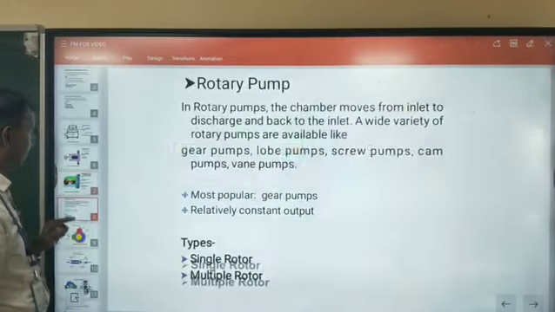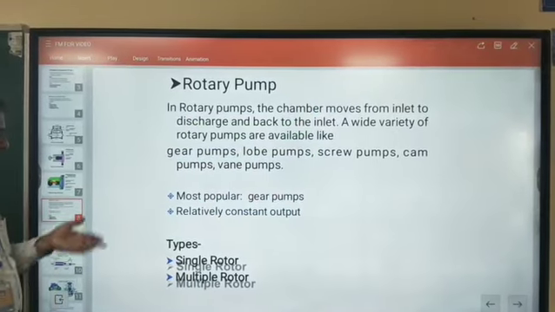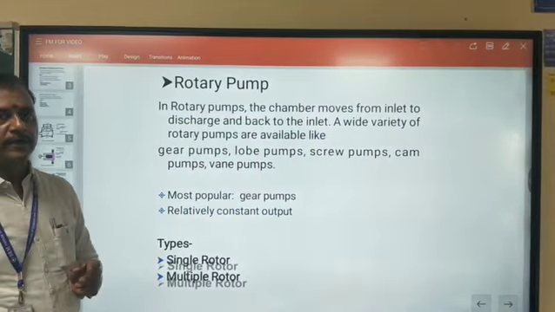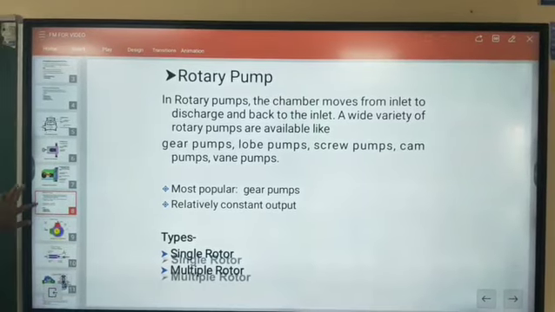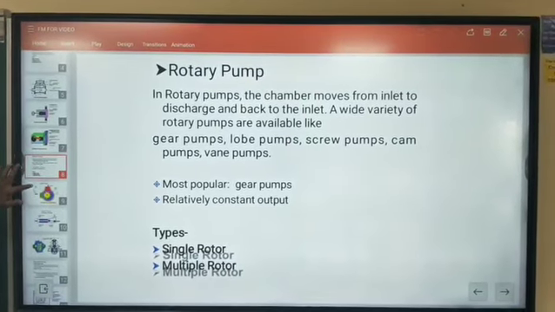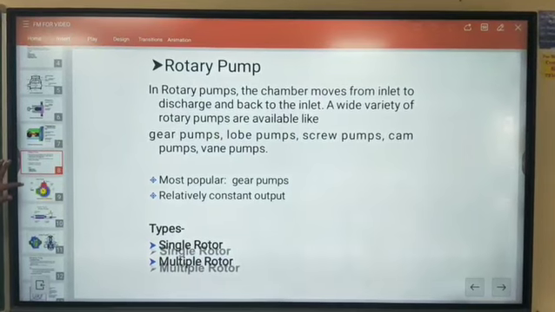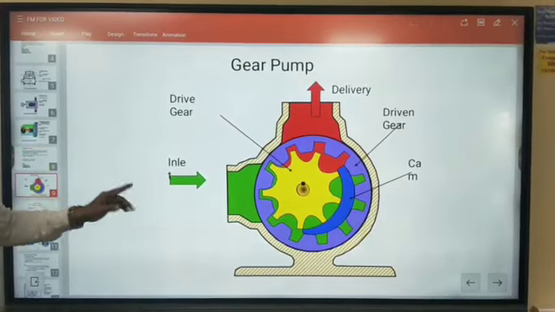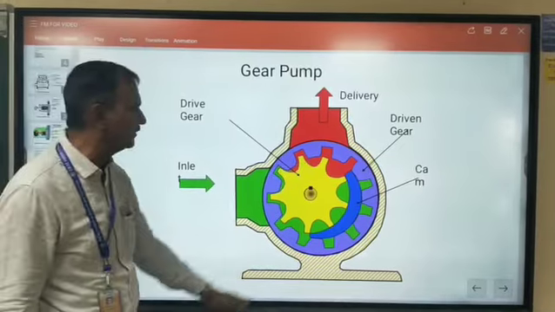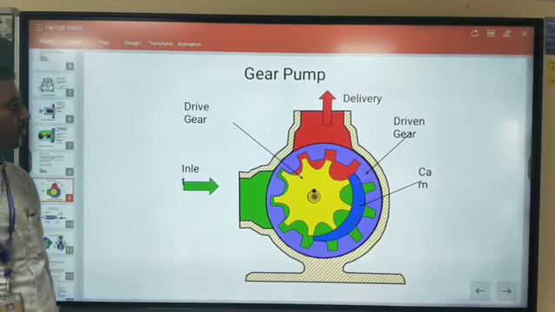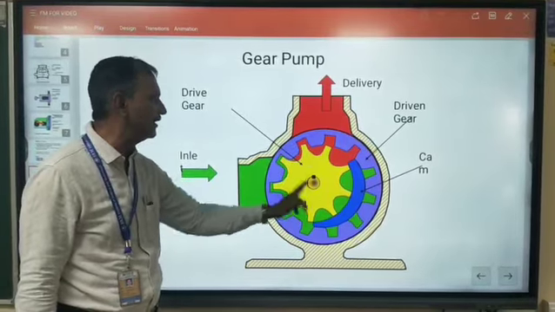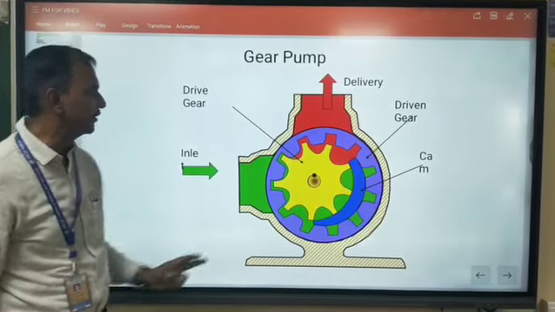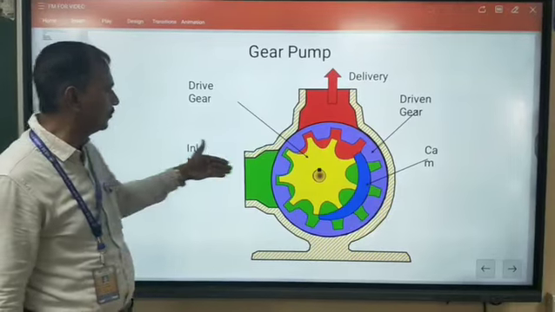Then coming to the rotary type, rotary pumps. As I told, there are different types of rotary devices, single rotor and multiple rotor. Gear pumps come under rotary devices. There will be some gears, moving gears and fixed gears, and the liquid goes inside.